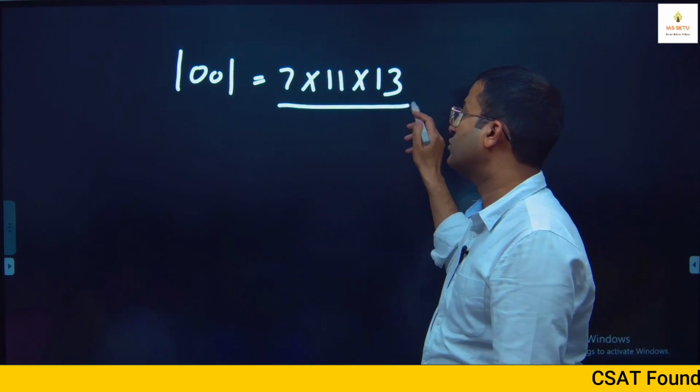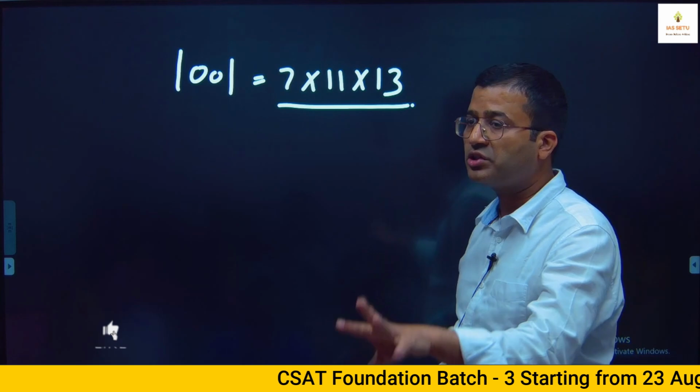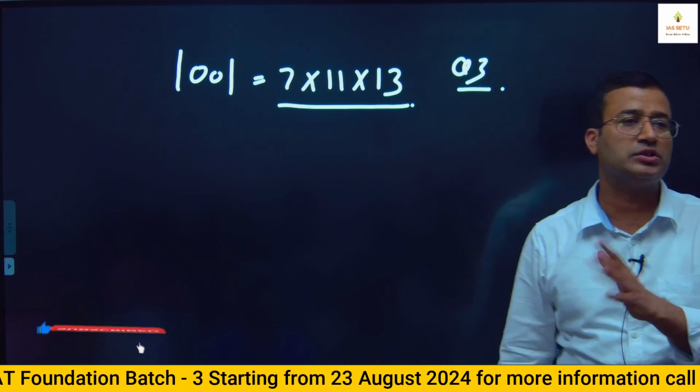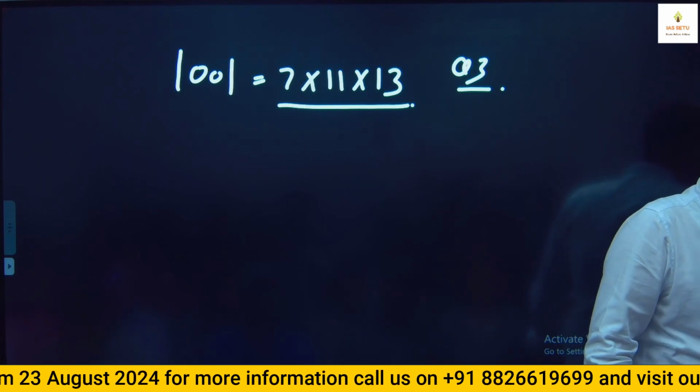So this is 1001, 7, 11, 13. Based on this, they have asked, I think, 3 questions in previous years. Roughly 3 to 4 questions on the similar concept they have asked. We will try tomorrow. Okay.